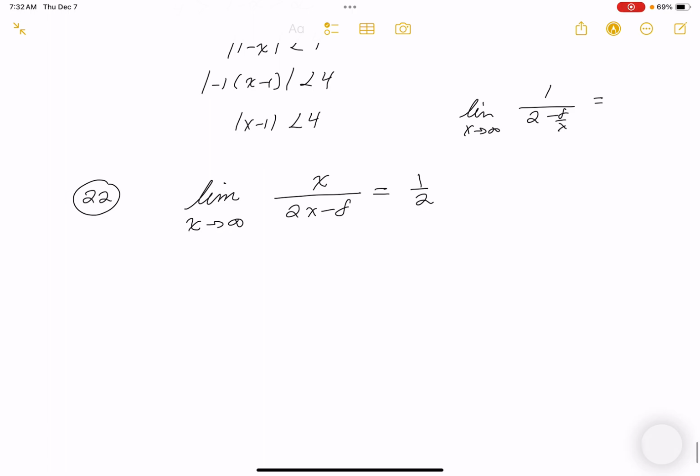Then they said, think about it. If x goes to infinity, the top would just be 1. There's no effect of x on the top, by the way. The bottom would be 2 minus something that does involve an x. But if x gets really large, 8 divided by a really large number would be 0. So it seems reasonable. It's 1/2, by the way.